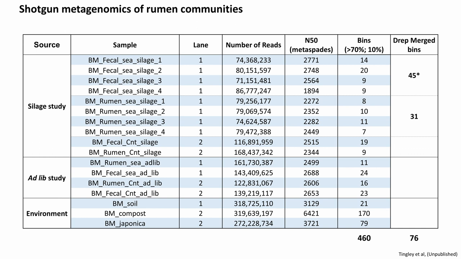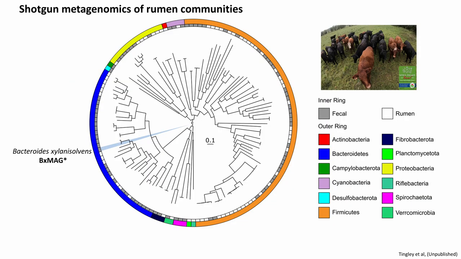So we did shotgun metagenomics, and Jeff was able to put together 460 different MAGs, or microbial assembled genomes. When we de-replicate those, we found 76 independent MAGs. These are mapped here onto the tree, and we've been able to show whether they came from feces or rumen, and then the different phyla that are here.